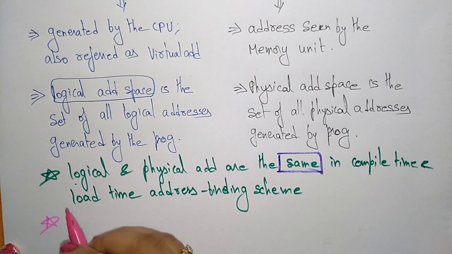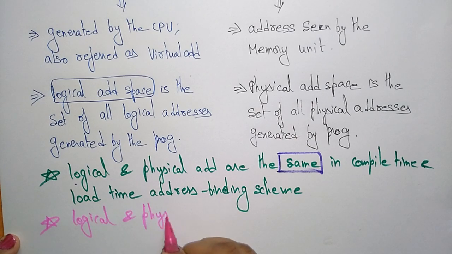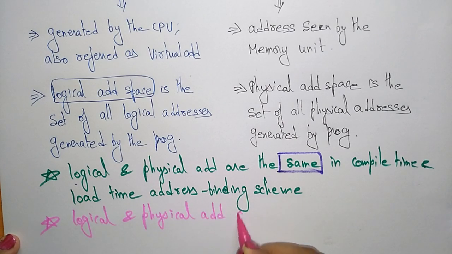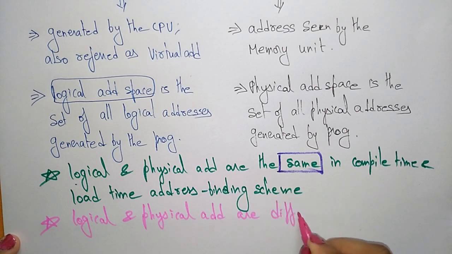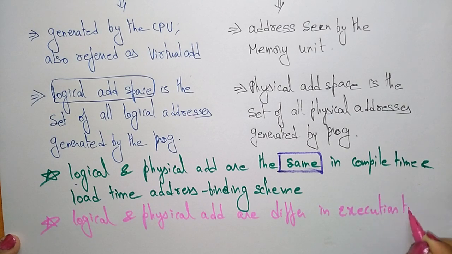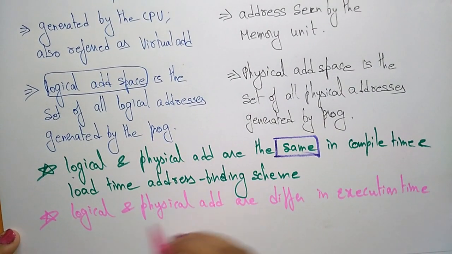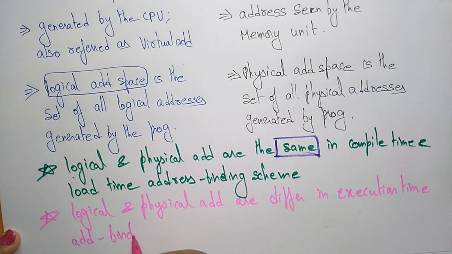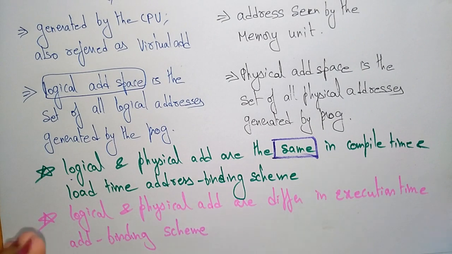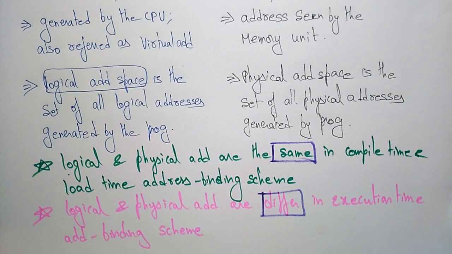And the logical and physical addresses differ in execution time. So at the time of execution, the logical address and the physical address are different. In the execution-time address binding scheme, the logical address and the physical address are different. So these points you have to remember.